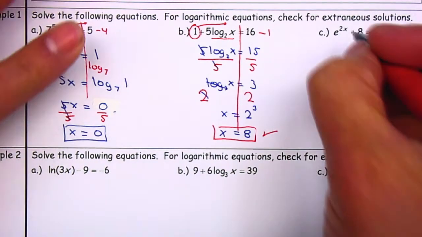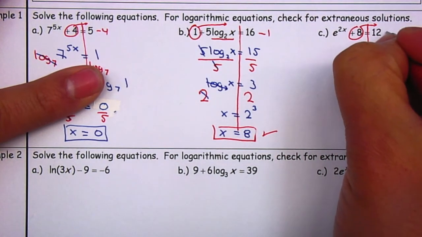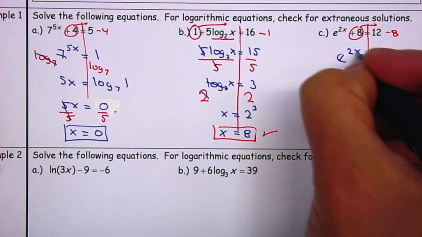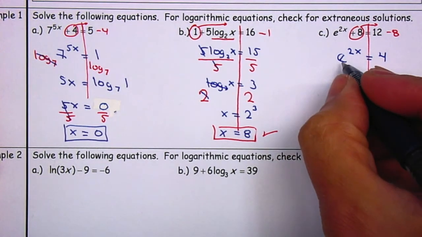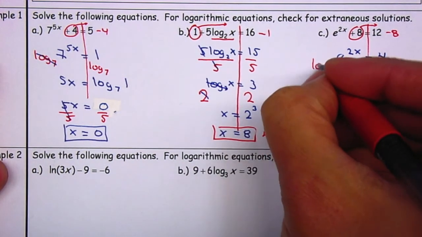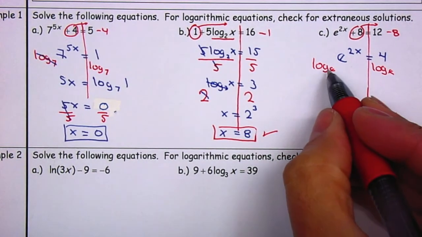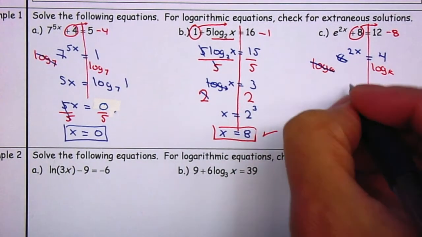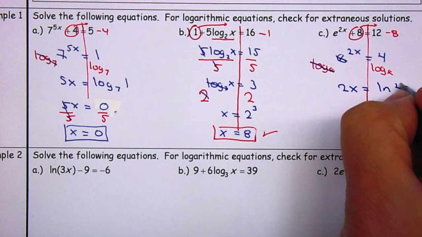Let's try letter C. Draw the line. I'm going to move my 8 to the right, becomes a negative 8. I have e to the 2x is equal to 4. Now, I want to get rid of a base. The opposite of a base is a log. I'm going to take the log base e on both sides. Now, remember the log base e is basically the natural log, which is ln. This will cancel out. This is 2x. We don't write down log base e. We write down the natural log of 4.